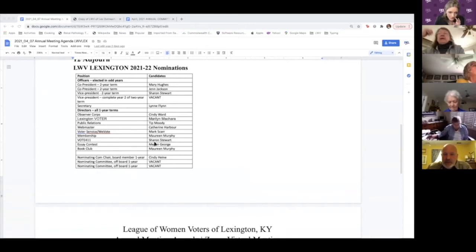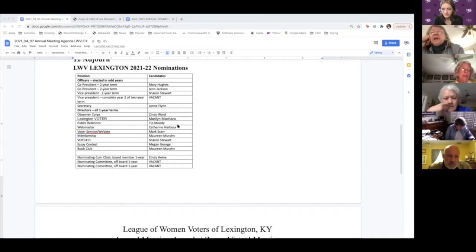Okay, so let me make the correction then. Mary and Jen would serve the final year of a 2-year term, and then they would be up for re-election next year in 2022. Good catch, Jen. And the same with Sharon Stewart. Right. She's just filling one of those vice presidents. Right. Good. Okay, great. And then Lynn, that would be the same for you, because you would need to be elected for a 2-year term next year.